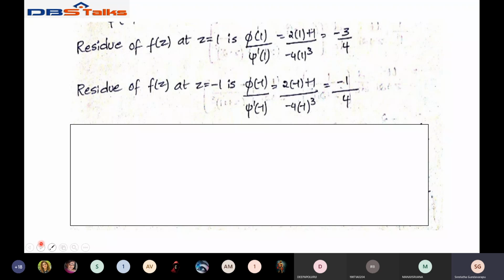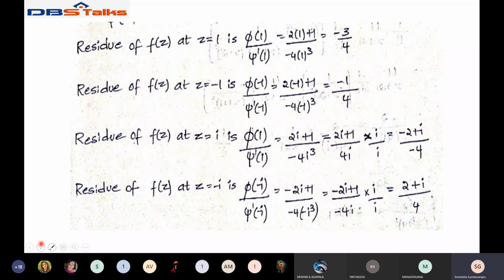Let the first pole be z equal to 1. Therefore, the residue of f(z) at z equal to 1 is phi(1) by z dash(1). Then substitute a equal to 1, we get minus 3 by 4. Next, the pole z equal to minus 1. Therefore, the residue of f(z) at z equal to minus 1 is phi(minus 1) by z dash(minus 1). Then substitute a equal to minus 1, we get minus 1 by 4.